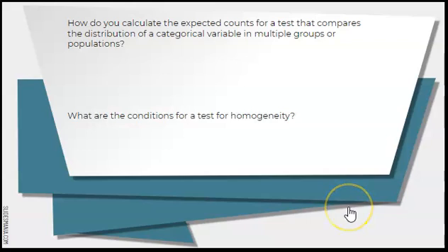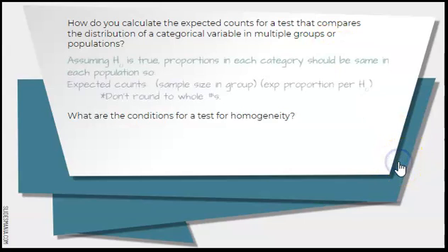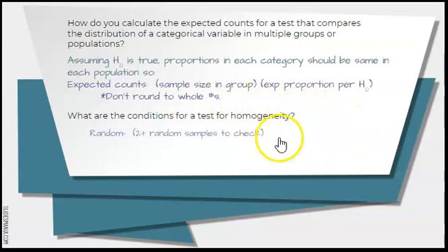So how do we calculate expected counts for a test that compares the distribution of a categorical variable in multiple groups or populations? Well, we assume the null is true. So when we do our expected counts, we take the sample size in each group and we multiply it by the expected proportion given the null hypothesis. Again, we don't round it to whole numbers, and I'll show you how to do this in a minute. So what are the conditions for a test of homogeneity?